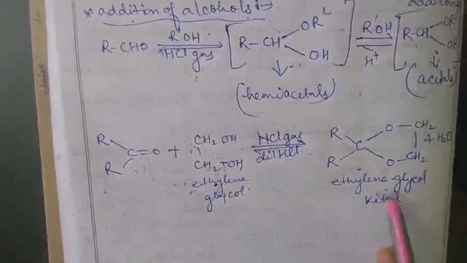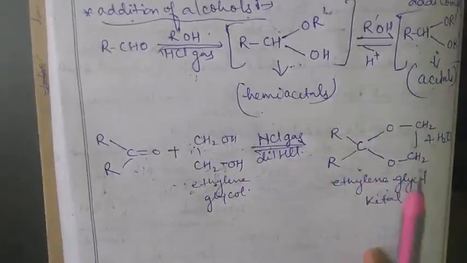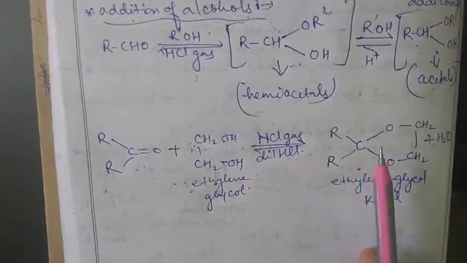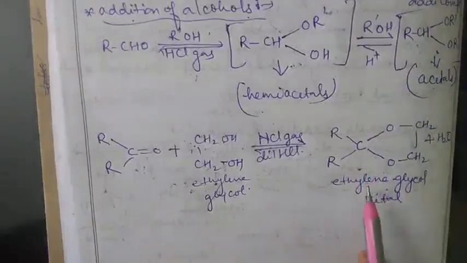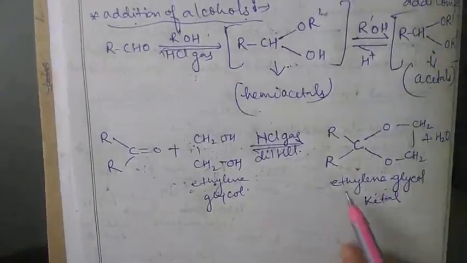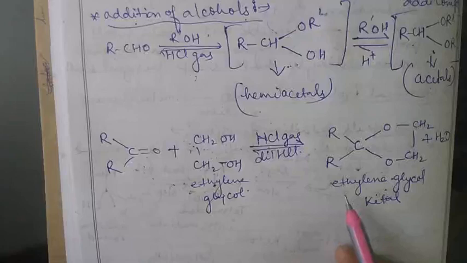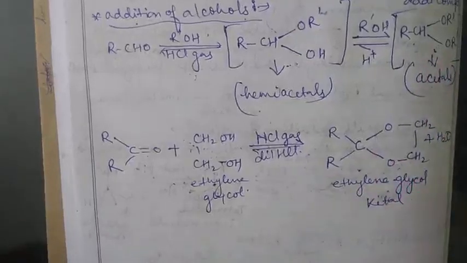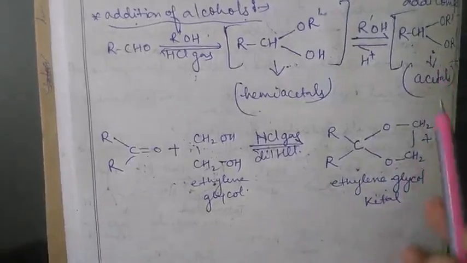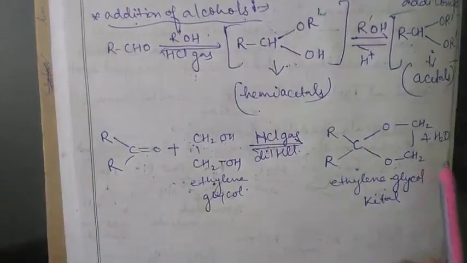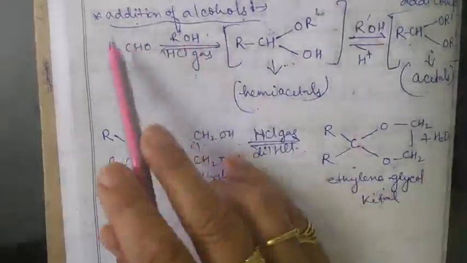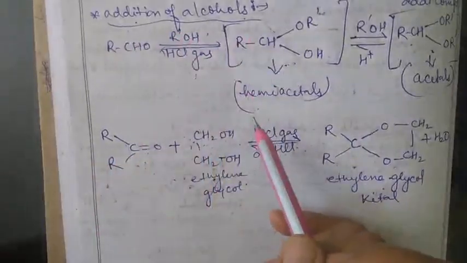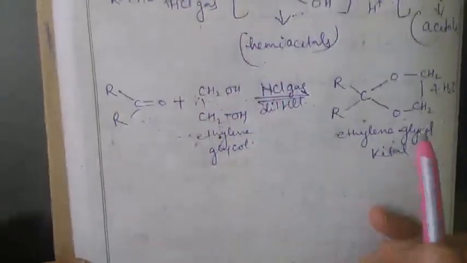Acetal and ketal are hydrolyzed with aqueous mineral acids to give the corresponding aldehyde and ketone. Clear? When they both are hydrolyzed, we get aldehyde from this one and ketone from this one. So this is the way the addition of the alcohol takes place.